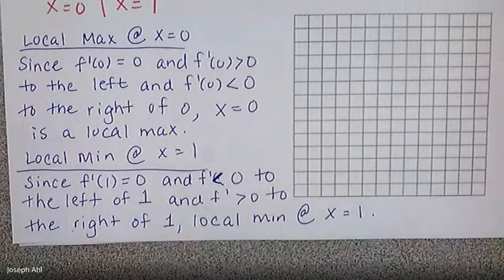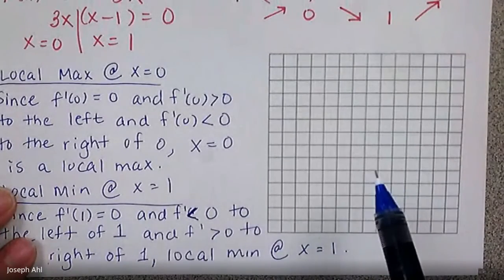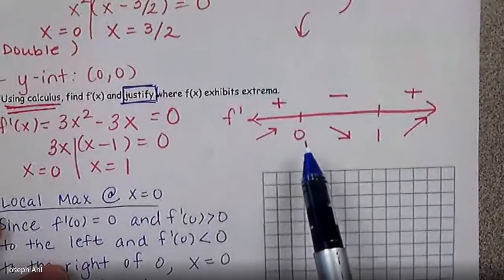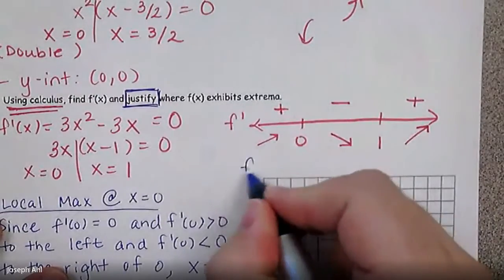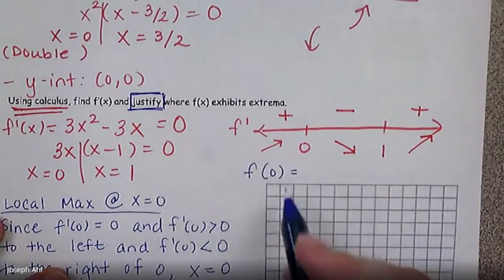And now we're like 2 seconds away from putting all this together on a graph. I know this grid has been so tempting to just jump right into. But the last thing I want to do is figure out, okay, if this is where the local max is and this is where the local min is, what are the corresponding y values that go with those? So we have to plug in these values to the original function.